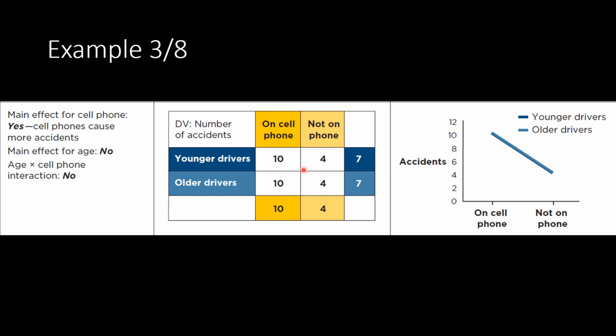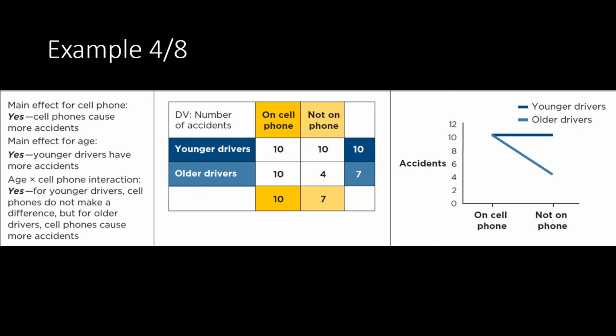The way it changes for each, right? Younger and older drivers both have more accidents when they're on their phone than not, and that shows that there is no interaction, because using your cell phone impacts younger drivers the same way as it does older drivers. Thus, cell phone use and age do not interact in this case.